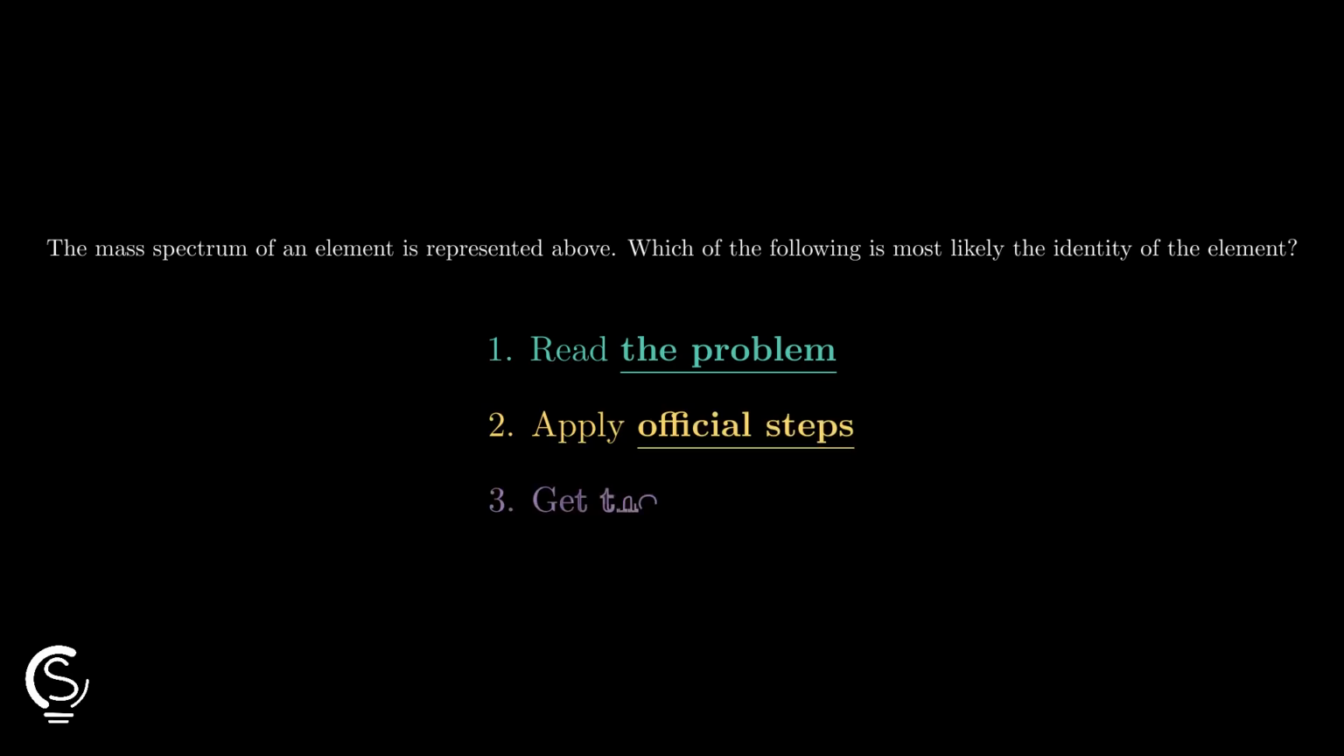I got your back. Mass spectrum analysis is super fast once you know the trick. We will identify this element by calculating its average atomic mass in 3 steps.